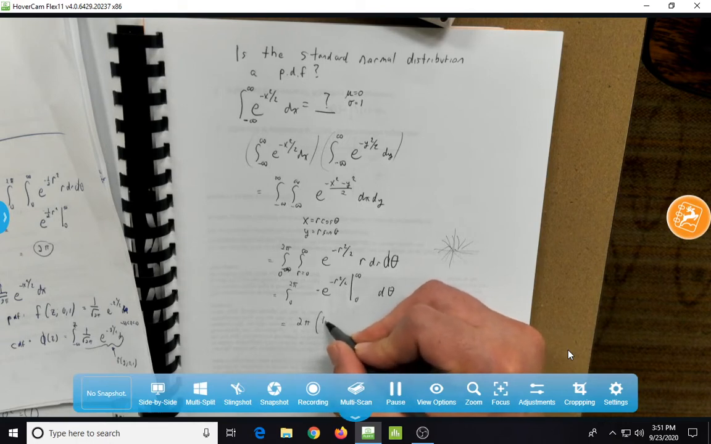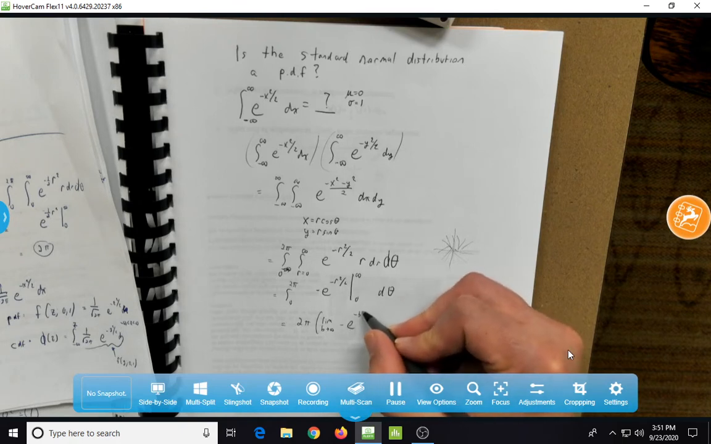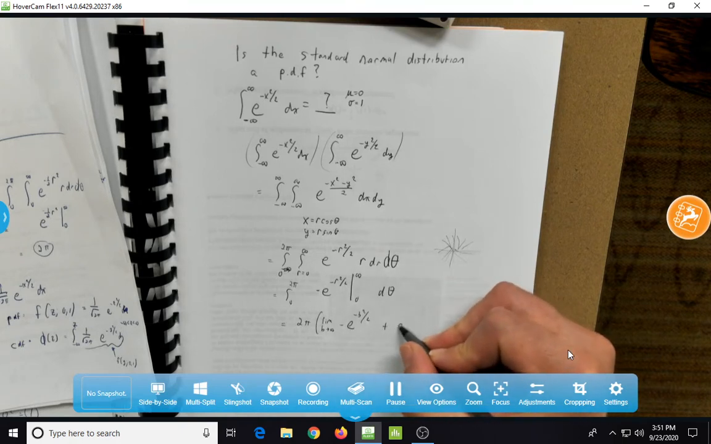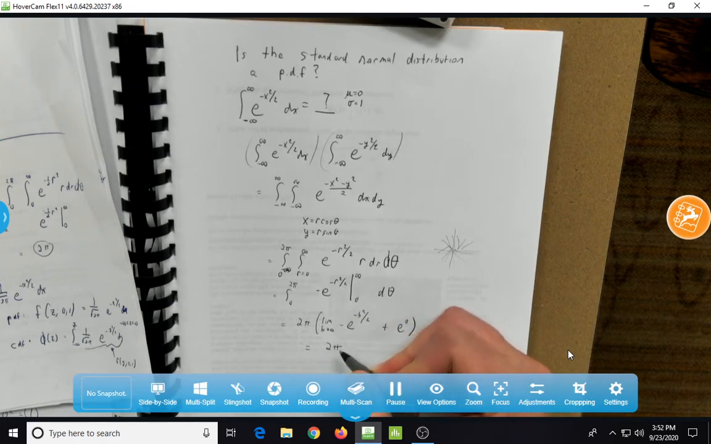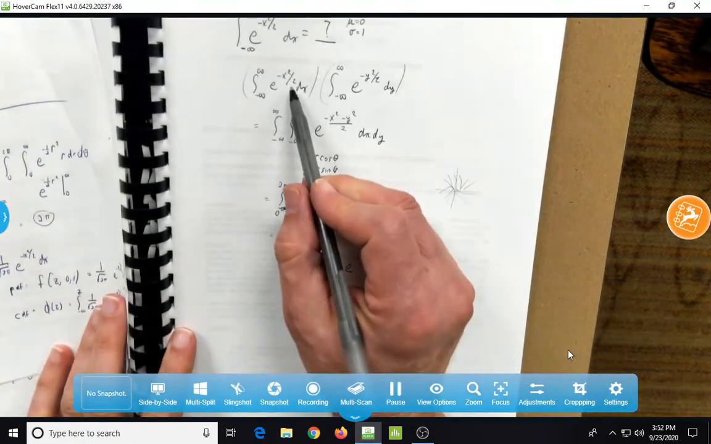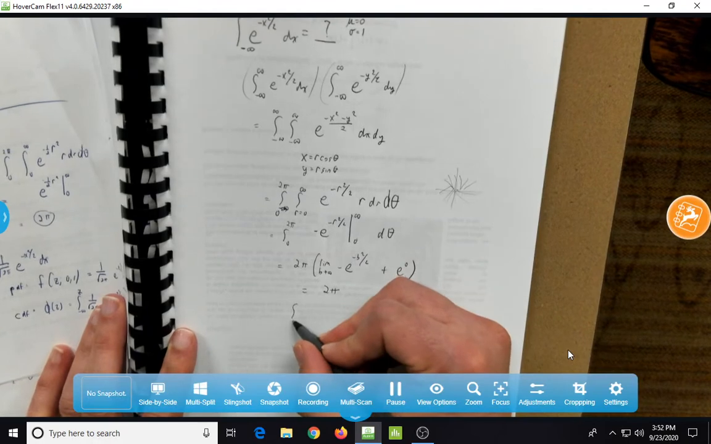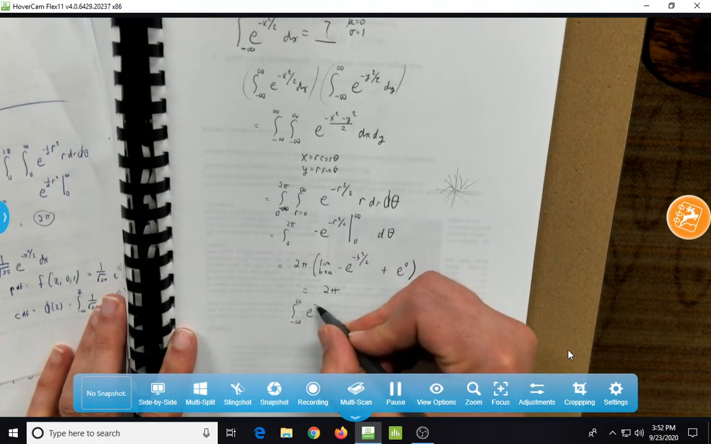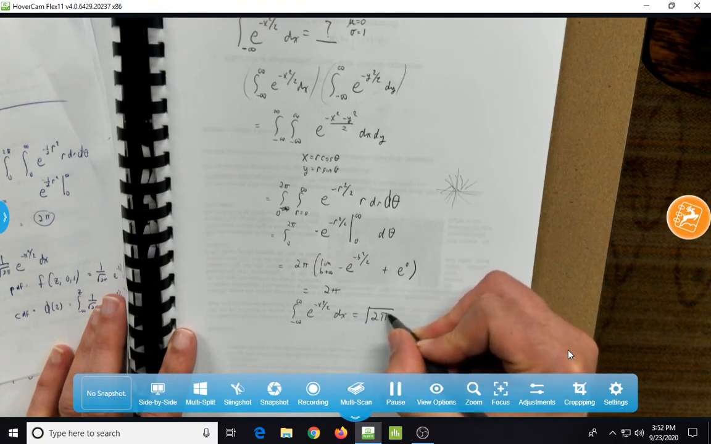So this will be the limit as b goes to infinity of negative e to the minus b squared over 2 plus e to the 0, which is 1. Well, this is some large negative number, so this will approach 0, and so what we're left with is 2 pi. Well, what that means is that because I multiplied this by this to get 2 pi, if I just take one of those, the integral from minus infinity to infinity of e to the minus x squared over 2 dx must be equal to the square root of 2 pi.